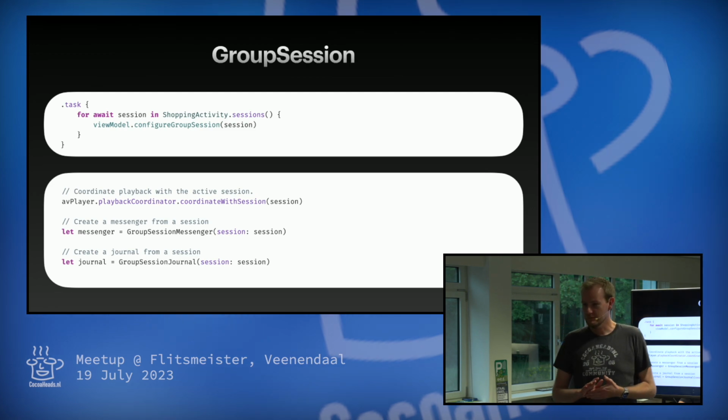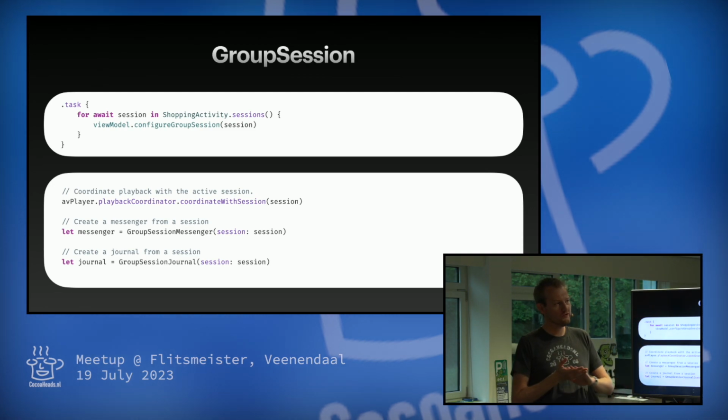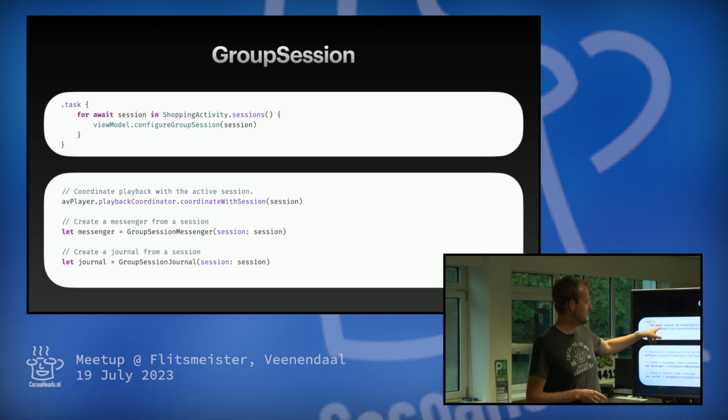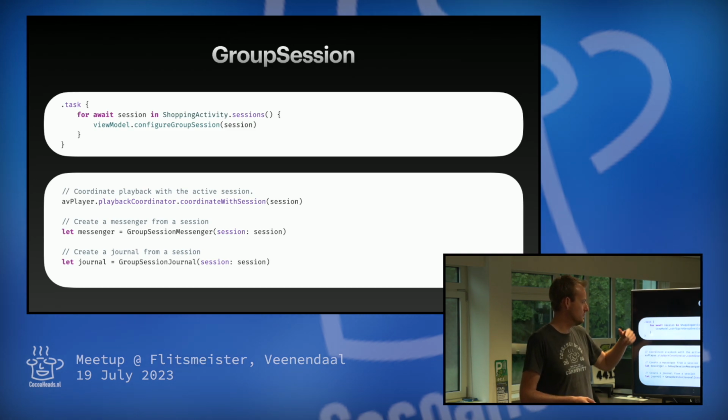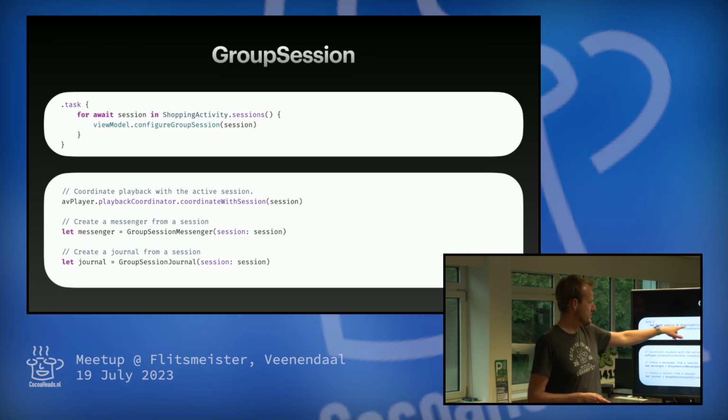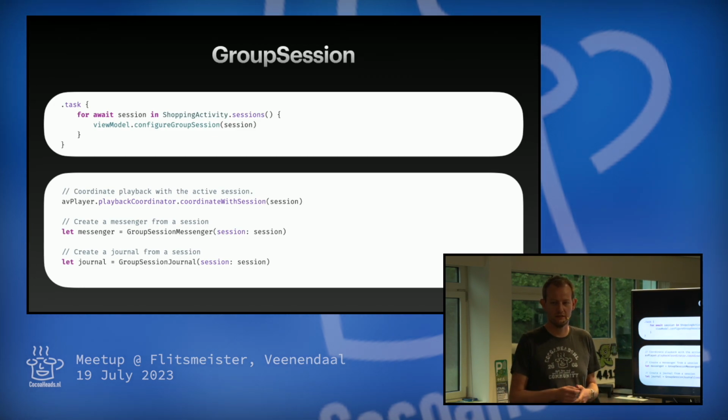Okay, so for the first app that I showed, the video app, it's really simple. Once you get handed a session, that session you can associate with an AV player. An AV player has a playback coordinator, and you can coordinate with that session, and then it just works. You just wait for a session from the system, connect that to your player, and then your player is in sync. And that's all you need to do because it's built into the system.